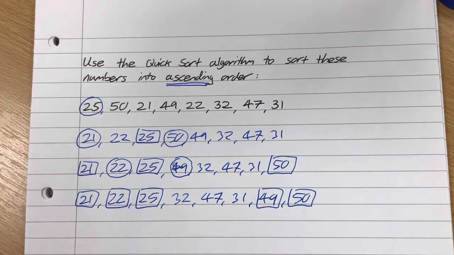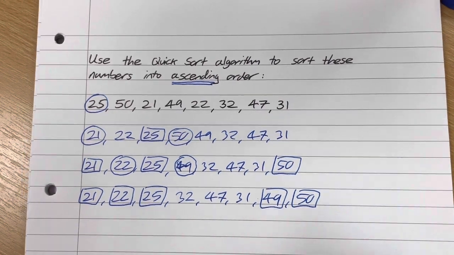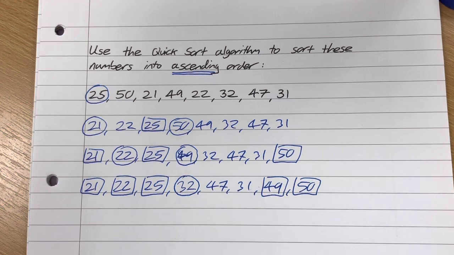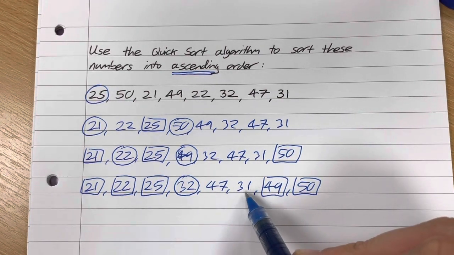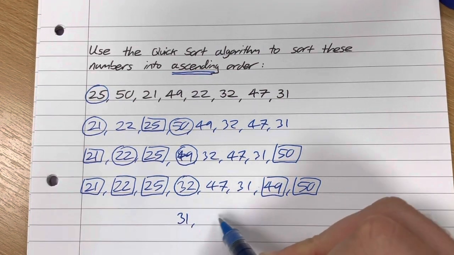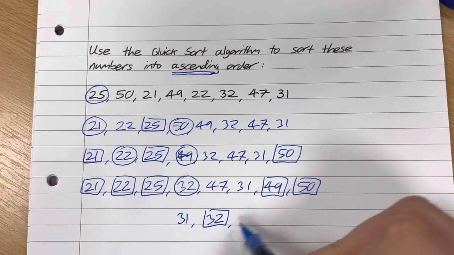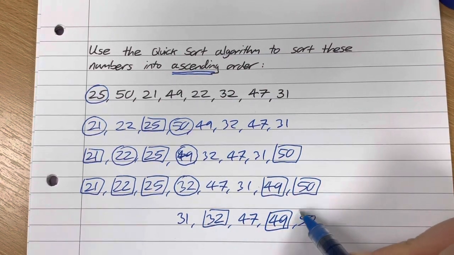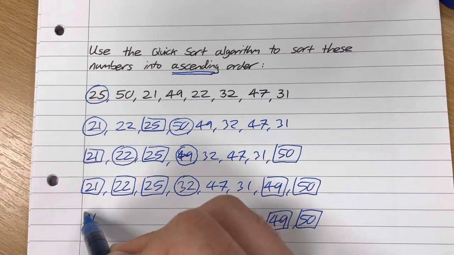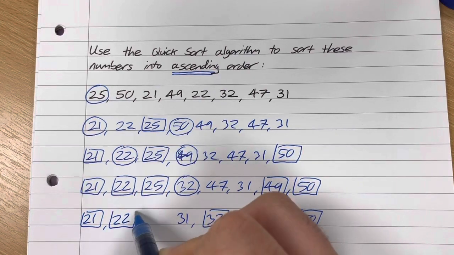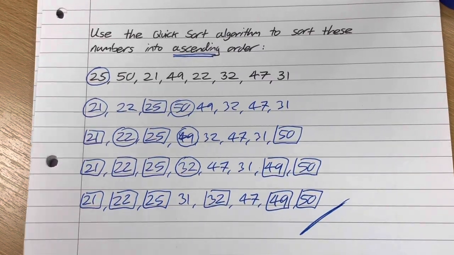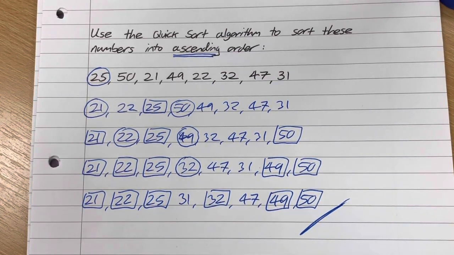boxed before. And now we're down to a sublist of size 3. So this one gets chosen because that's the first in that sublist. And then the 31 will get put to the left of that. The 32 will get boxed in the middle, and then 47 goes there. 49 is boxed, 50 is boxed, and these 3 were already boxed, so 21, 22, and 25. That is now a sorted list because everything is either boxed or in a sublist of size 1.